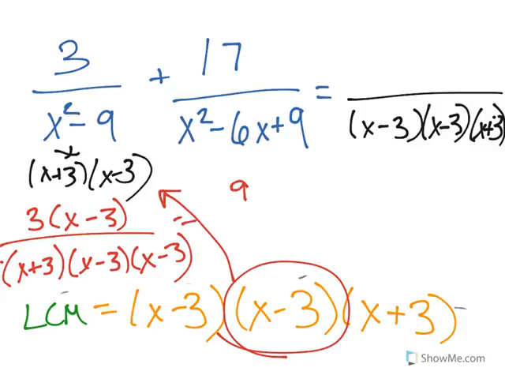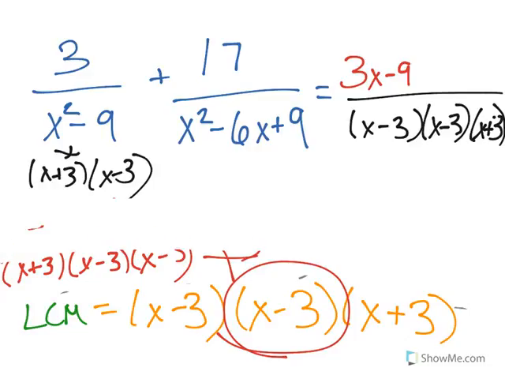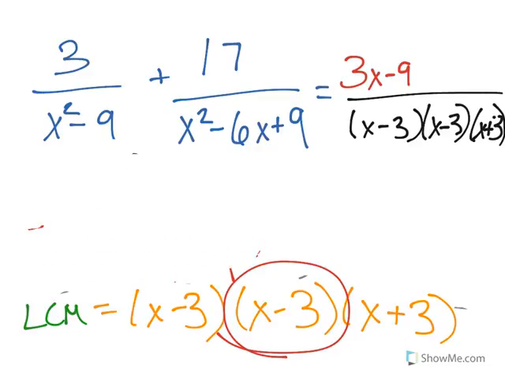So this is just equal to 3x minus 9, and just this same denominator, so here we have 3x minus 9. Now on to the second term. We have kind of a similar situation.